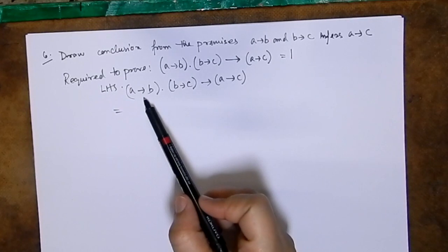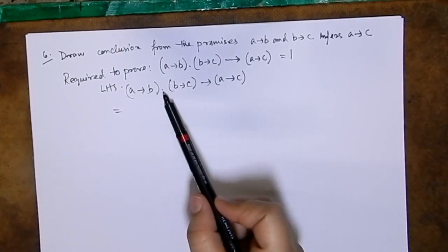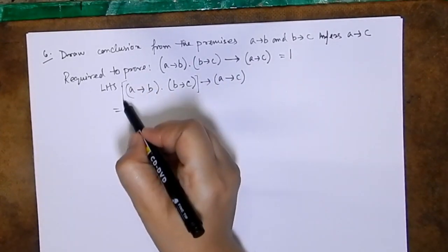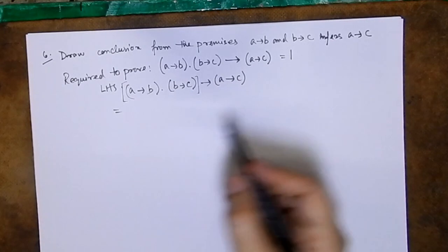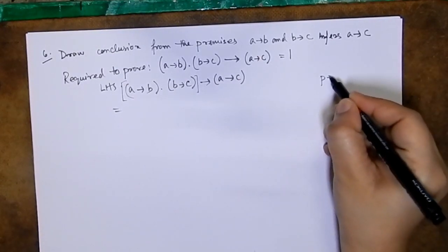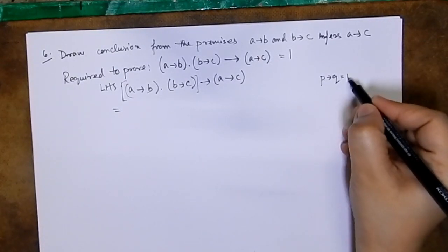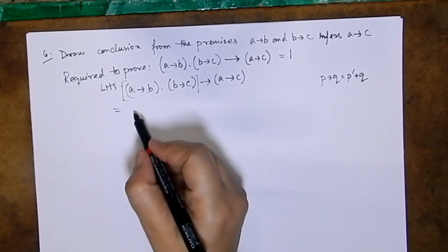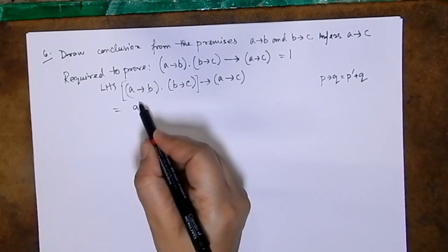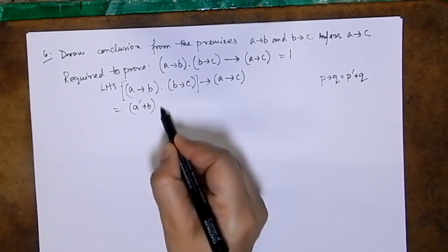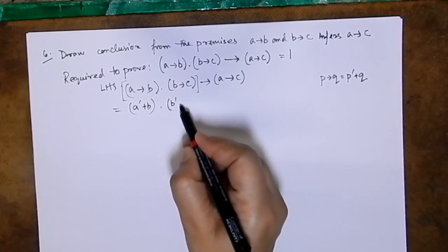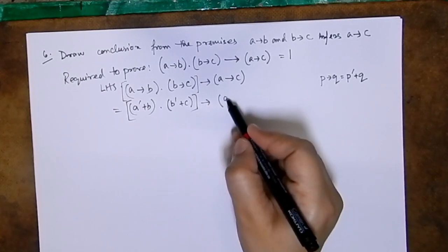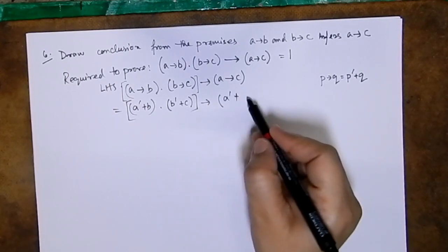So we've taken the LHS first. So LHS is A implies B and B implies C implies A implies C. The brackets are optional, is equals to 1. Now we know that P implying Q mathematically means P dashed plus Q. So I'm going to apply that rule over here. A implying B will become A dashed plus B, and B implying C will become B dashed plus C. Whole thing implying again A dashed plus A implying C means A dashed plus C.